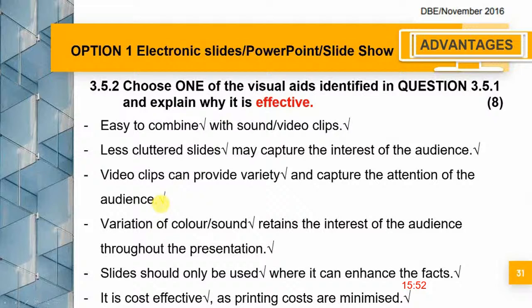And variation of color and sound retains the interest of the audience. And slides should be used where it can enhance the facts. At my school, we do a mindful Monday, and each one gets a topic to discuss. Each one of the teachers had a little presentation. And if I look at that presentation, my presentation was on empathy. It's very different to this.